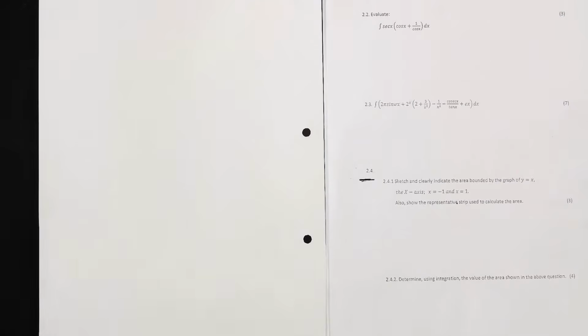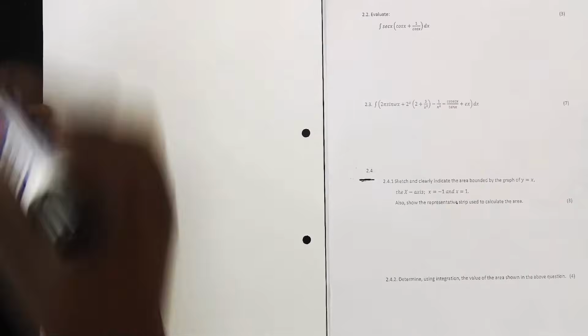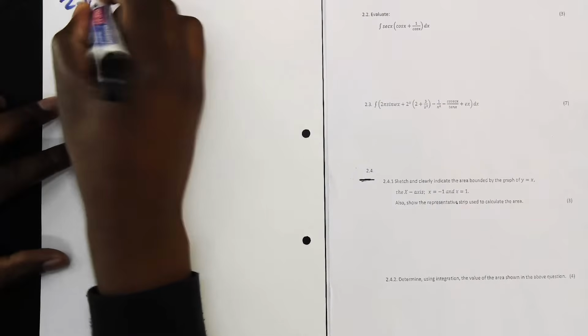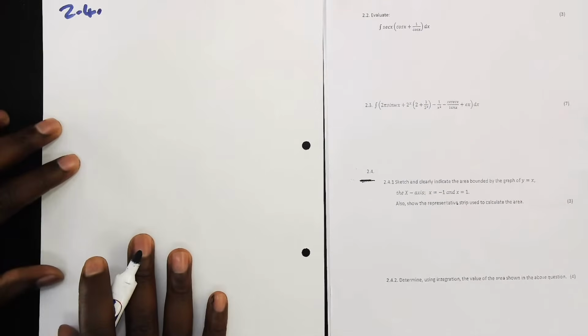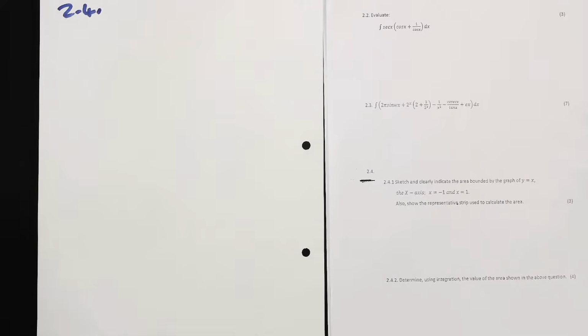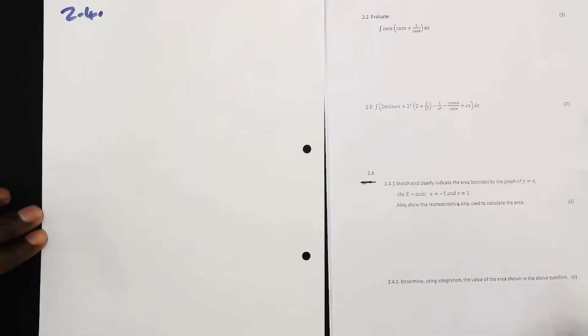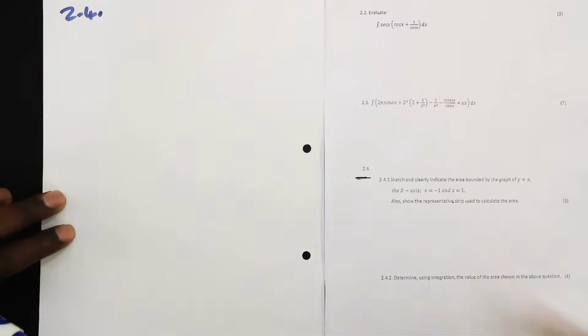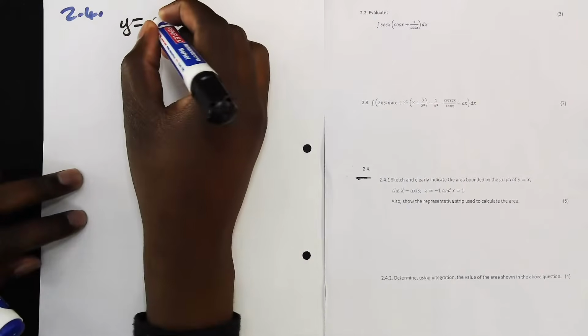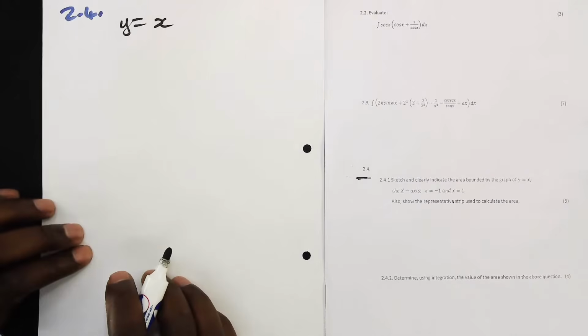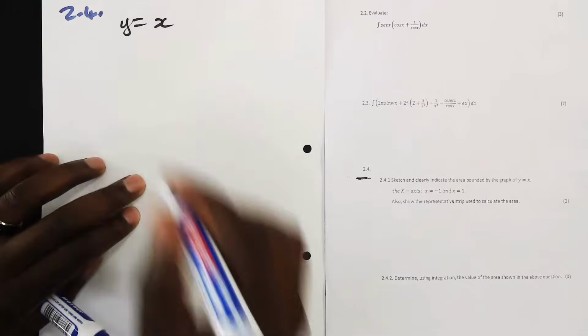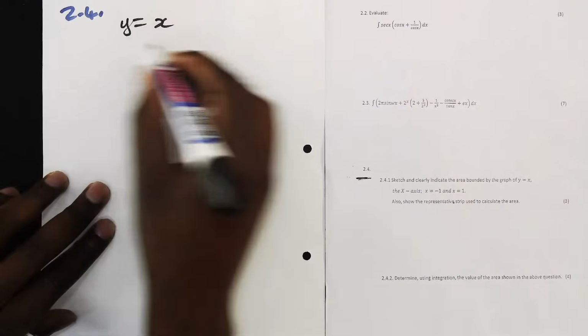Okay, so I hope we can start and look into it. I said we start from last to beginning. So it's 2.4. It states that we need to sketch and clearly indicate the area bounded by the graph of y equals x. So that's the graph we're given.